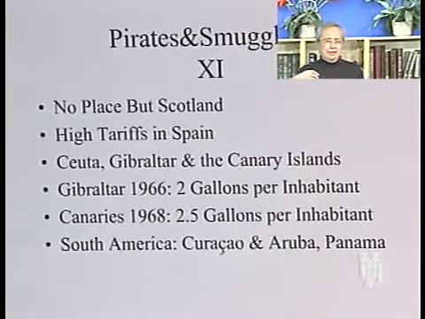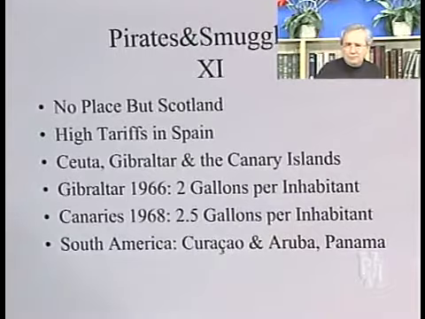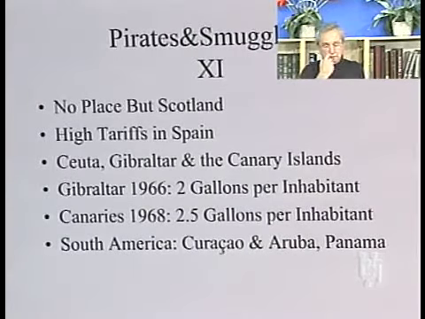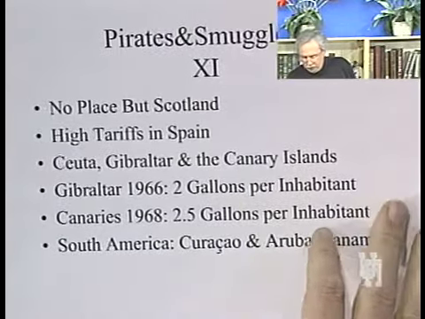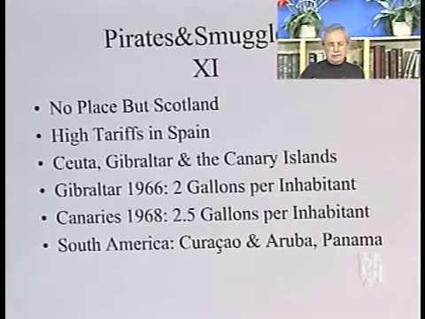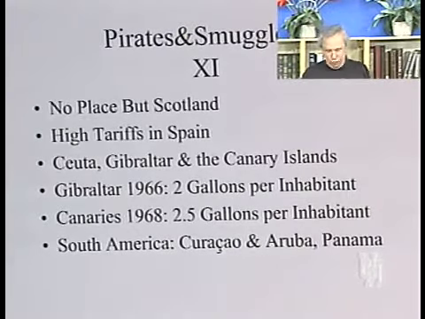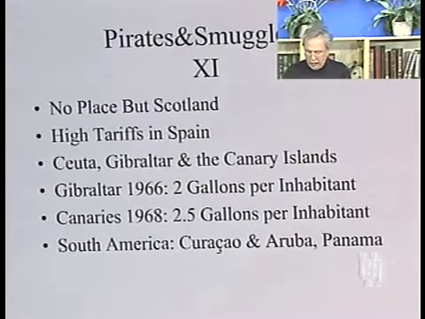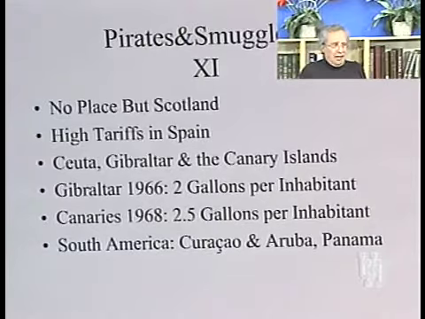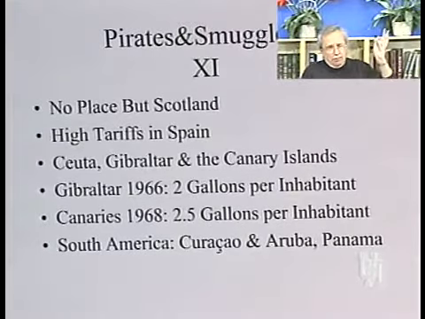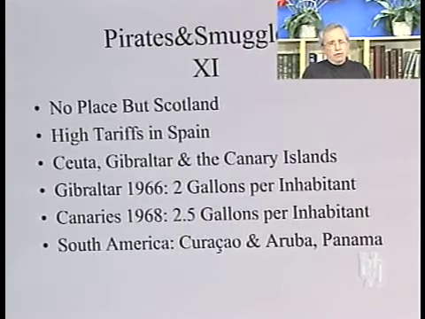Now, it's the same list of suspects. You come up with them time and again. Gibraltar has an interesting statistic in terms of what it was doing for importing of Scotch whiskey. It was importing 2 gallons per inhabitant, which is a lot to drink. The Canaries were doing even better. They were bringing in 2.5 gallons per inhabitant. And again, you're talking every person from adult through infant is supposedly absorbing this.